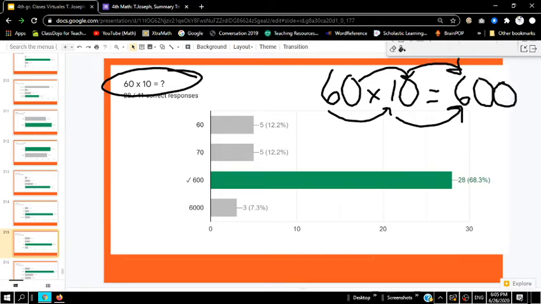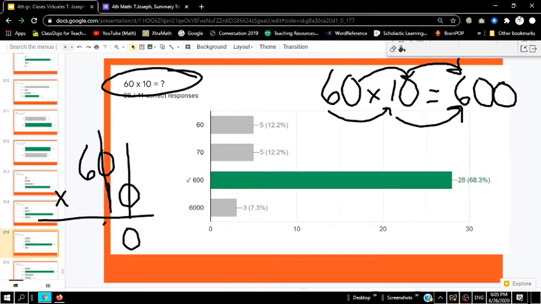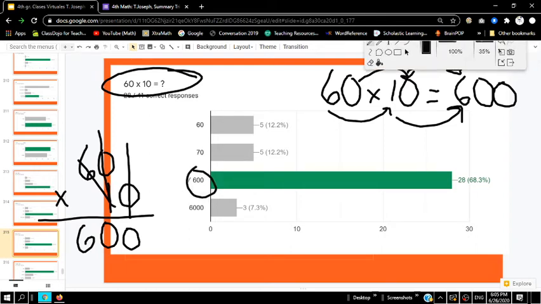You could also do it like this, 60 times 10. You could multiply it out like that, right? Drop down our 0. 1 times 0 is 0, and 1 times 6 is 6. So 600 is your answer. All right, let's go to the next problem.